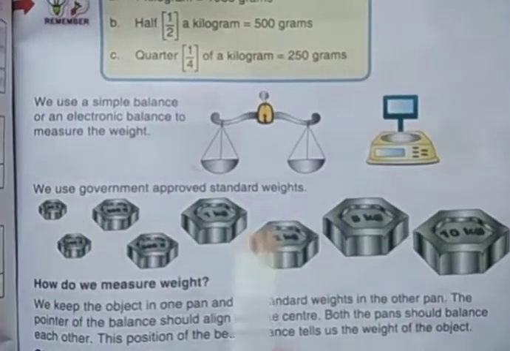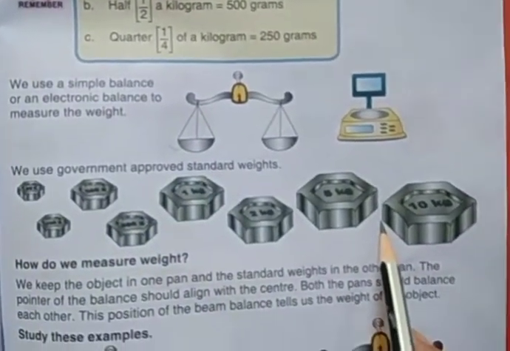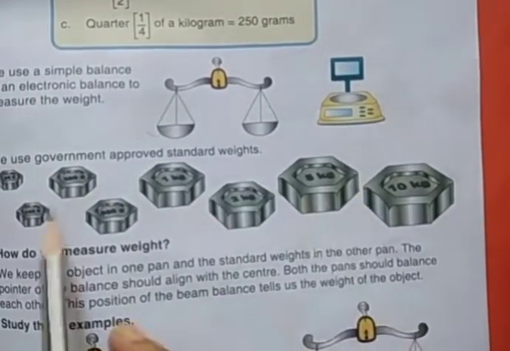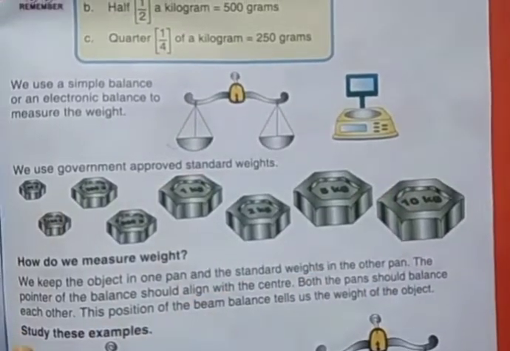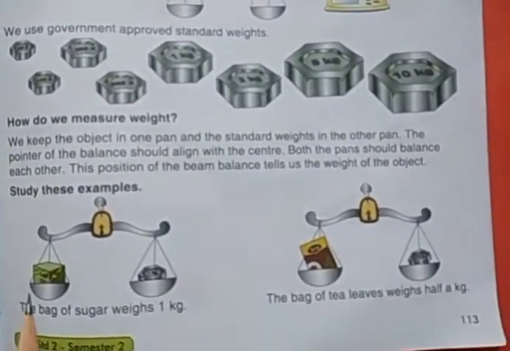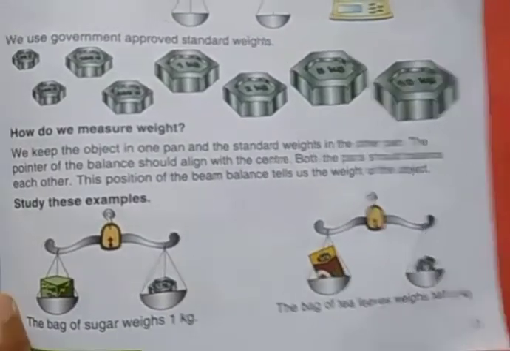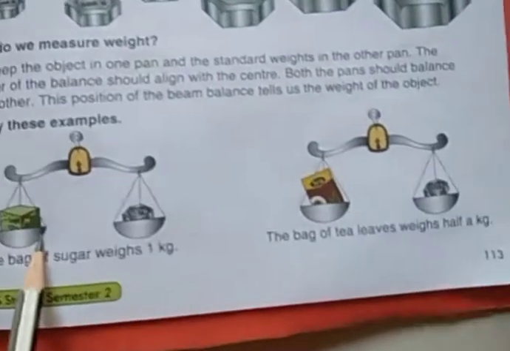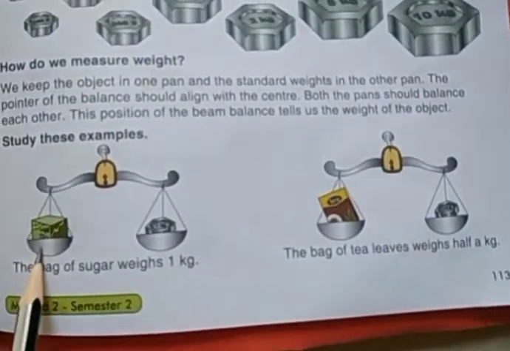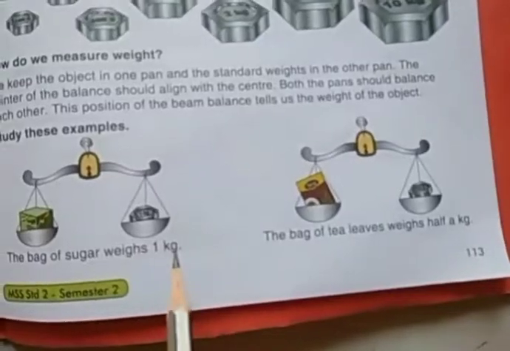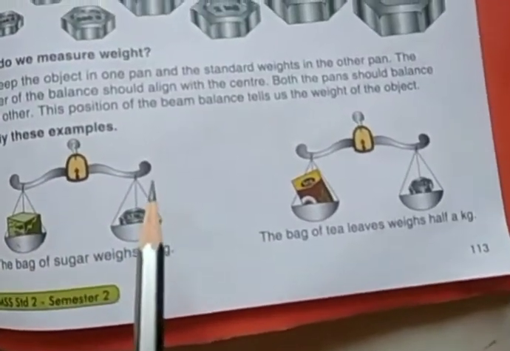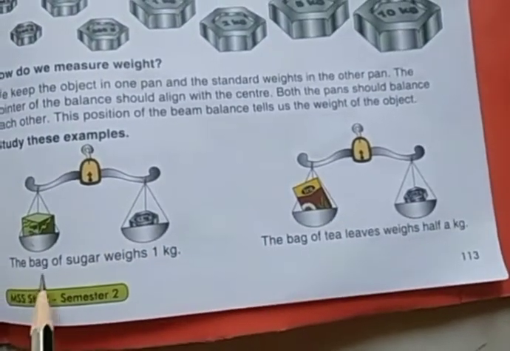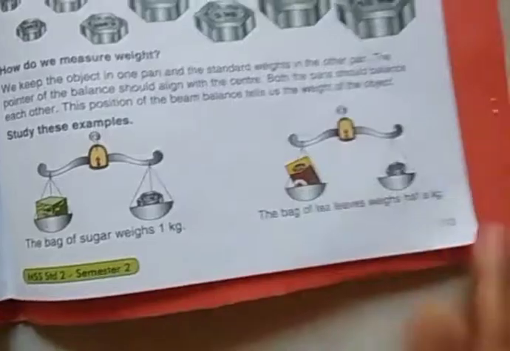These stones you can see are called weighing stones. Then how to weigh things? In the simple balance, we keep the things which we want to buy on one side and the weighing stones on the other side, and we weigh the objects.